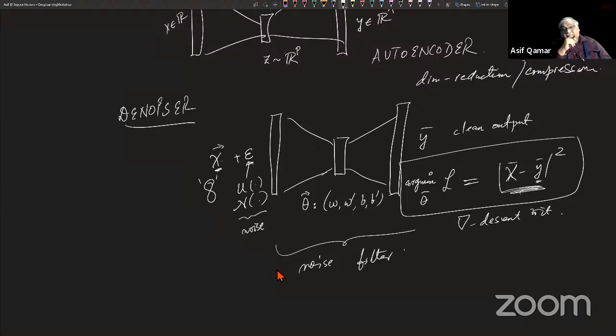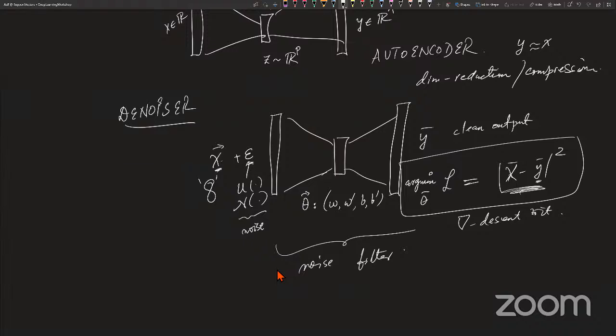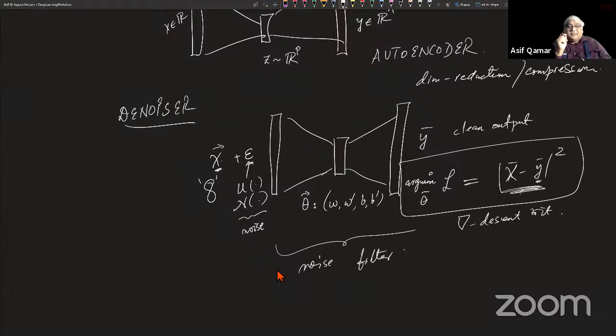Asif, how did we eliminate the error or the noise in this one? That's the thing, Rafiq. What happens is you deliberately inject the kind of noise that you expect in real life: you take clean data and you deliberately inject that kind of noise. And you expect Y to look like X. In other words, you expect this entire thing to behave like a noise filter.